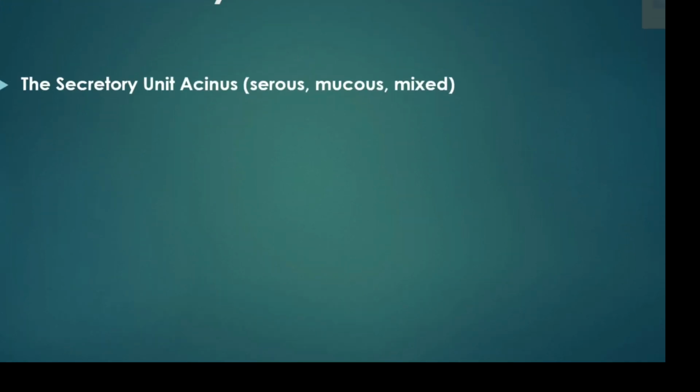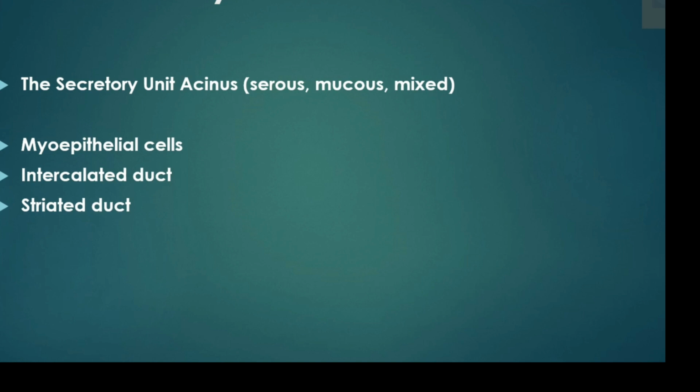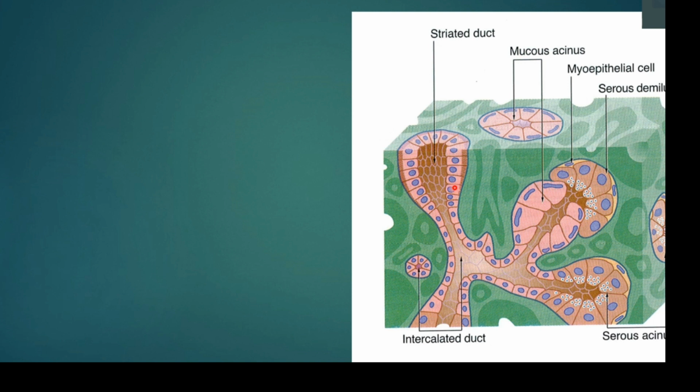So what about the microanatomy or histology of the glands? The secretory unit consists of either the serous acini or the mucous acini, or it may be the mixed acini. So while you are looking into the microanatomy, you can see either serous or mucous or mixed acini. In addition to the acinus, you can also appreciate the myoepithelial cells, then the intercalated duct leading to striated, and then the excretory duct. So this is the diagram.